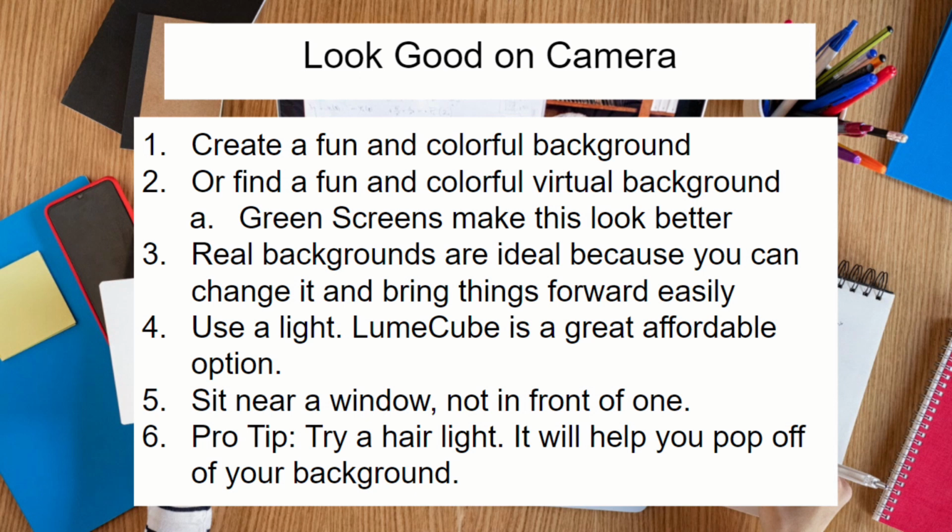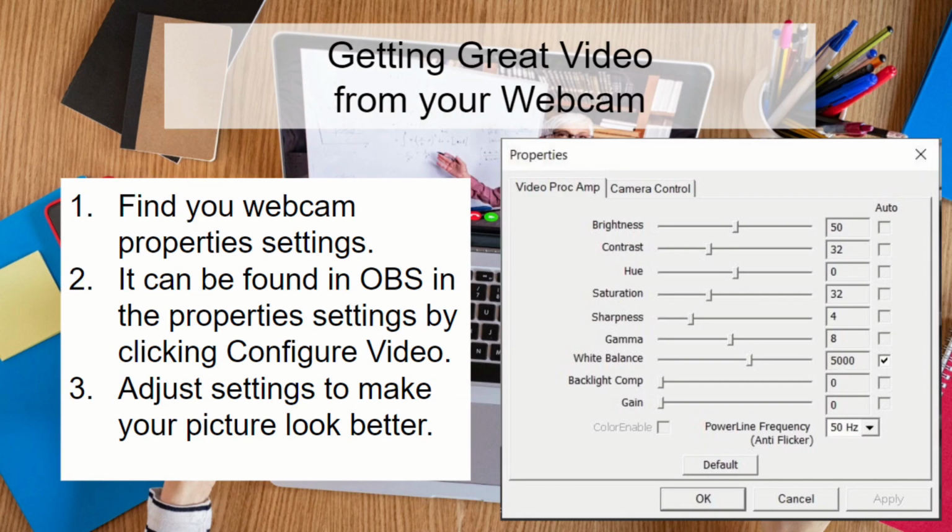But either way, you're going to want to use some light, and the Lume Cube is a great option for lighting. If you sit near a window, that's great, but don't sit right in front of one, because windows can put a lot of backlighting and throw off the automatic exposure of your webcam. We'll be showing you in this video how to adjust the exposure in your webcam, so that'll help. And a little pro tip: what I have right now is something called a hair light. There's a light behind me that lights the back of my head and really helps me pop off my background. So that's a little pro tip if you're interested.